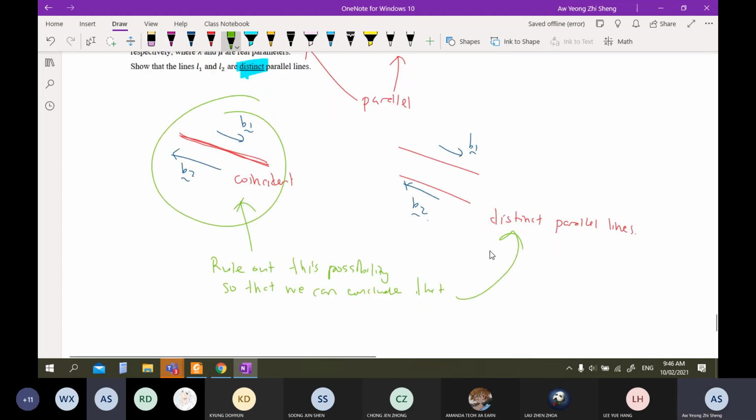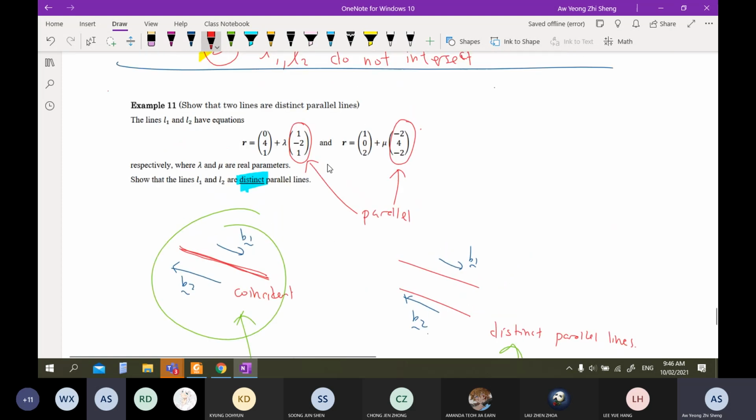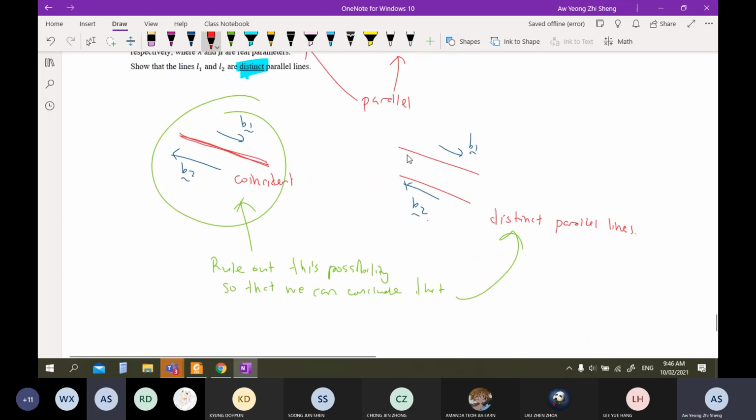Now, how to rule out the possibility of the two lines being coincident, and how to show that they're actually not coincident? In the partially printed solution, I said there are two methods, and whichever method you want to use is up to you. Before I really show you the proper working, I tell you the idea first. Let's assume that we have already shown that the direction vectors are parallel, and now we have these two possibilities to consider.